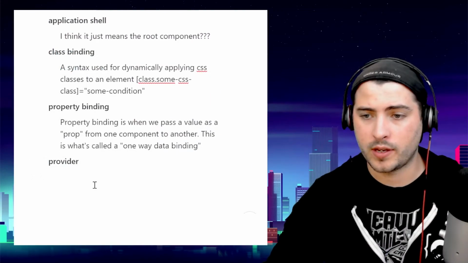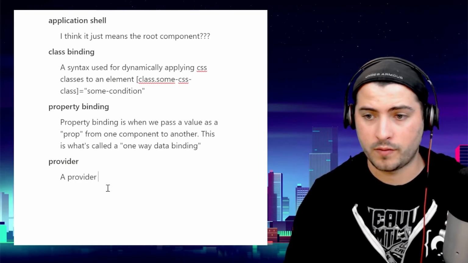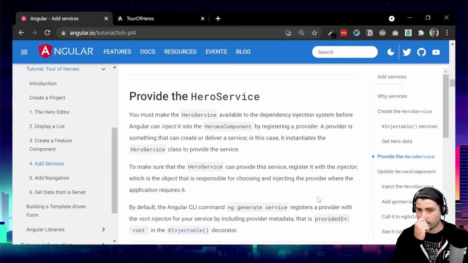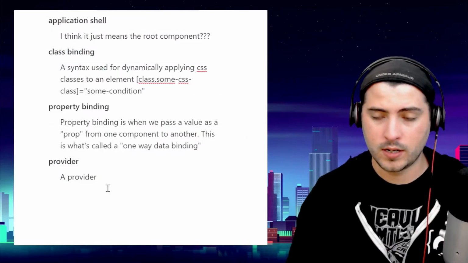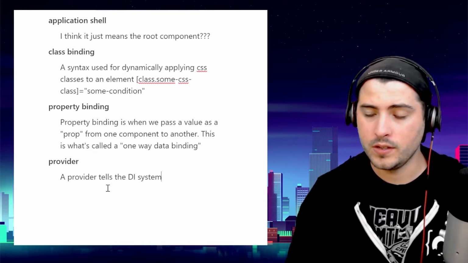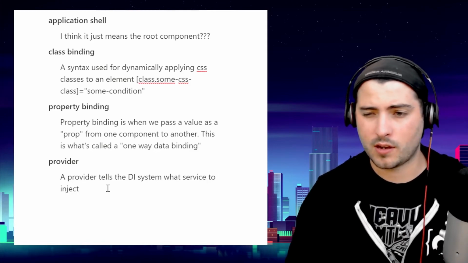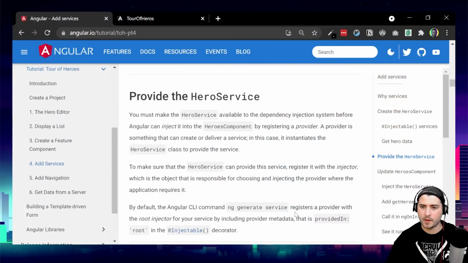So I'm trying to put that into my own words, but basically a provider is something that can create or deliver a service. In this case, it instantiates the hero service class to provide the service. So, I don't know, it tells the DI system what service to inject. I'll probably change that definition eventually, but for now that works.